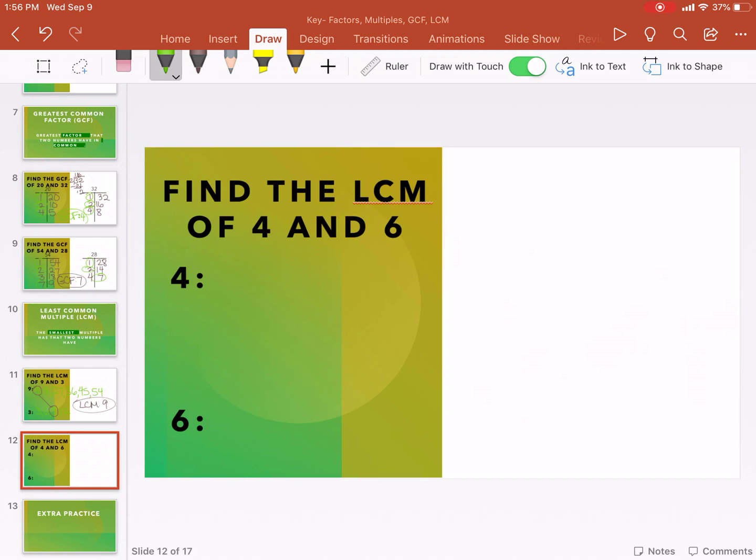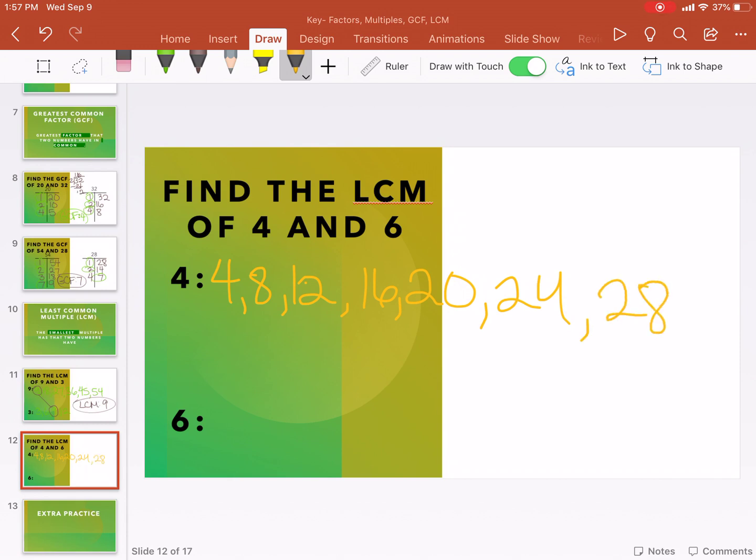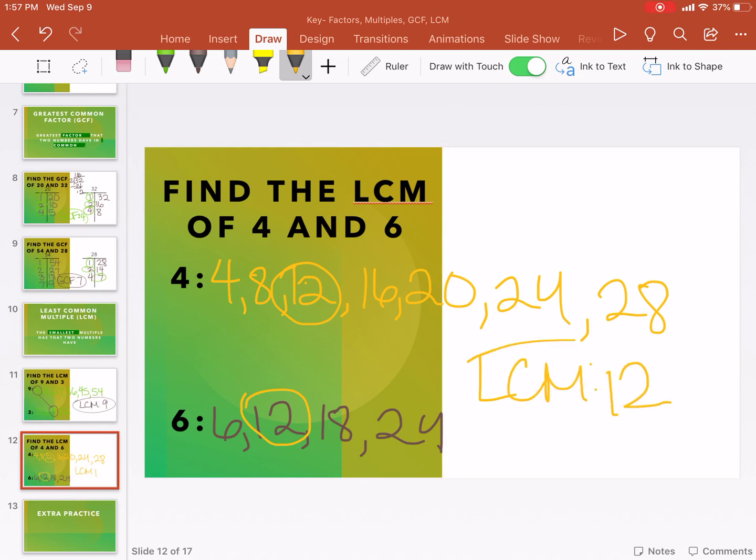So here we go. Let's do our fours. 4, 8, 12, 16, 20, 24. I usually do a few, like let's do 28, and then see what happens if I need to go more. 6, 12, 18, 24. Okay, so remember we're doing the least common multiple. So they both have 24, but the smallest number they both have is 12. So the LCM is 12.